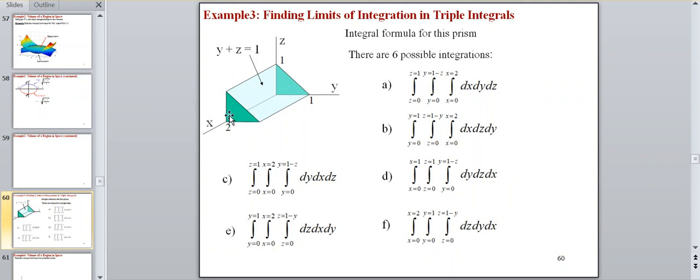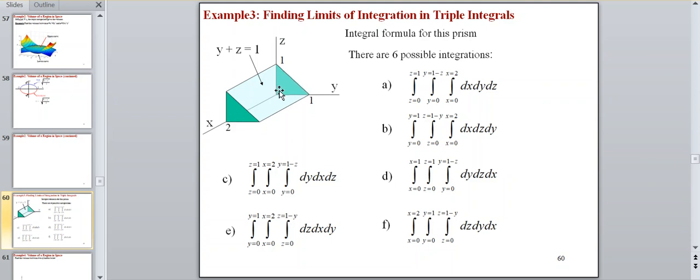So we can say x is from 0 to 2, because this upper surface is a portion of the plane x equals 2, and this is the plane x equals 0. So x is from 0 to 2, you can see here. And when you get the image of this surface onto the yz plane, you see a triangle.